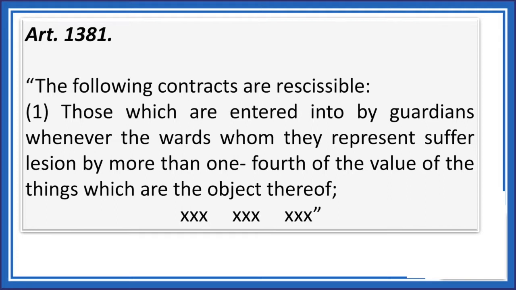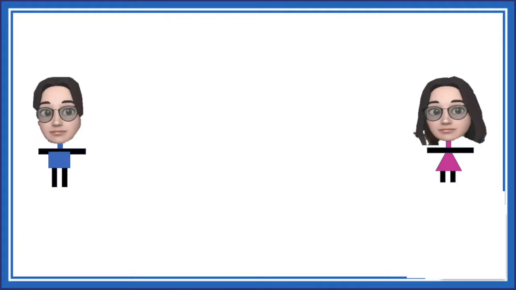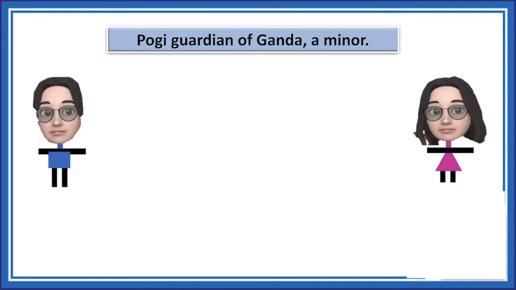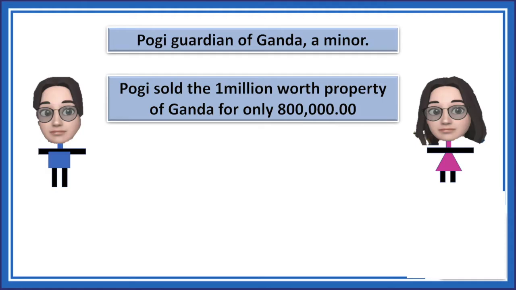When you say ward, siya yung person who is under guardianship kasi nga he is incapacitated. So, usually mga minor. But then, hindi naman siya limited sa minors. Anyway, example, if si Pogi is the guardian of, say, Ganda, a minor, binenta ni Pogi ang property ni Ganda na worth supposedly is 1 million pesos. And binenta niya lang for 800,000 pesos.